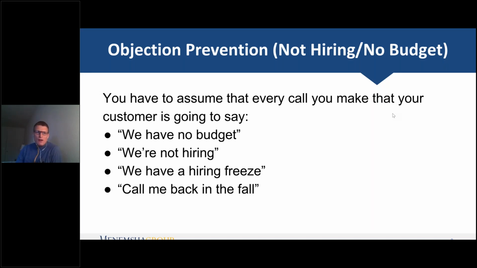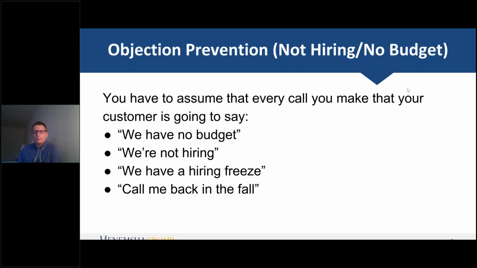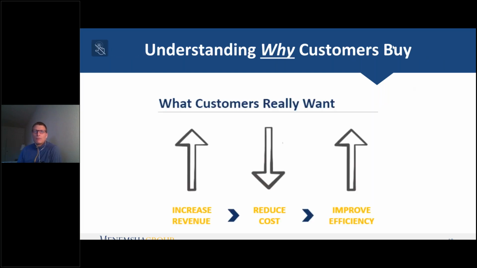So we talked about objection prevention. We talked about how to handle this. So let's go on to the next slide. Great, thank you.